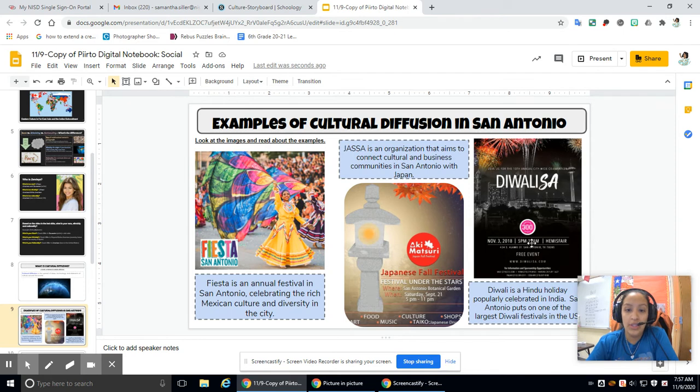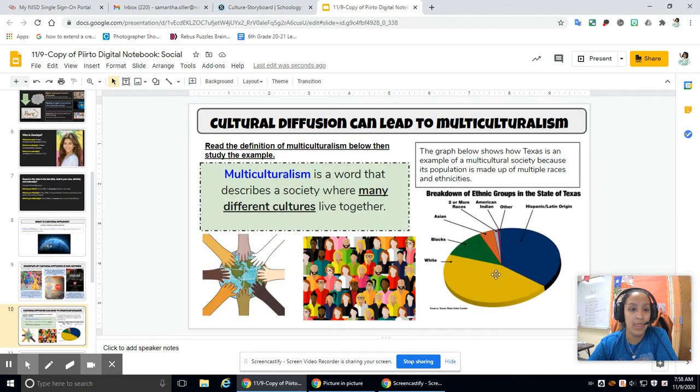And then Diwali, which is a Hindu holiday that's not celebrated here, obviously. It's more in another part of the world, but we're having that here as well. And then I know we have the Asian festival at UTSA, one of the UTSA campuses. So we're bringing different cultures here. We celebrate St. Patrick's Day, which is part of Ireland. So again, that's cultural diffusion.